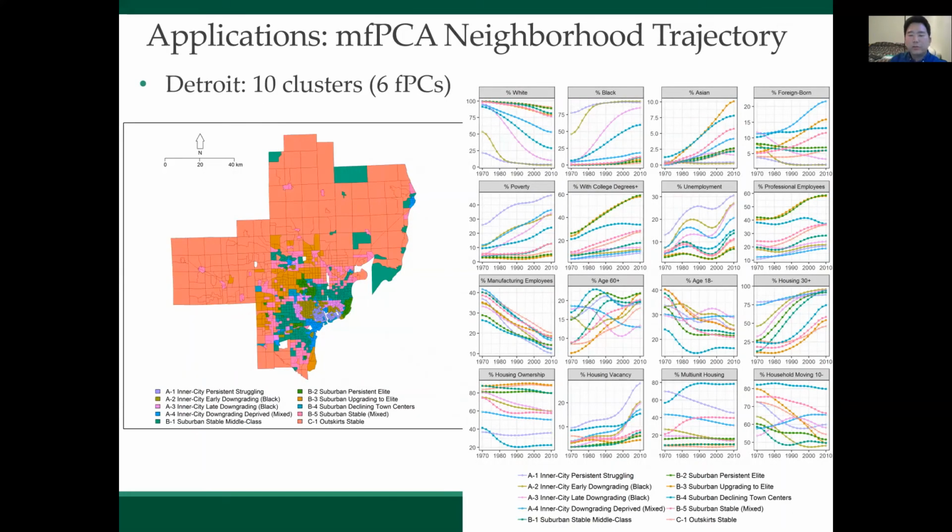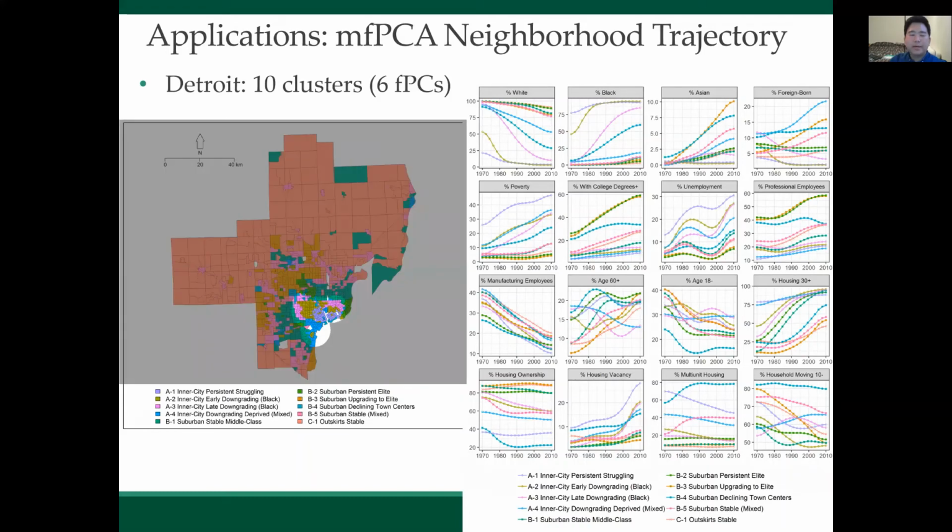Let's go to the Detroit area. I found 10 neighborhood trajectories, and the result shows a very famous donut segregation structure in Detroit, and you can see a very clear separation between inner city and suburban neighborhoods in the Detroit area.